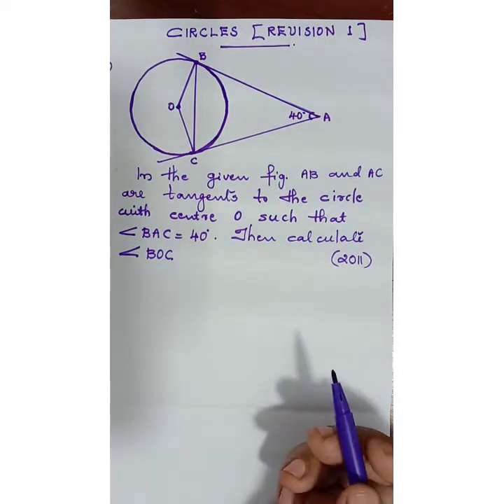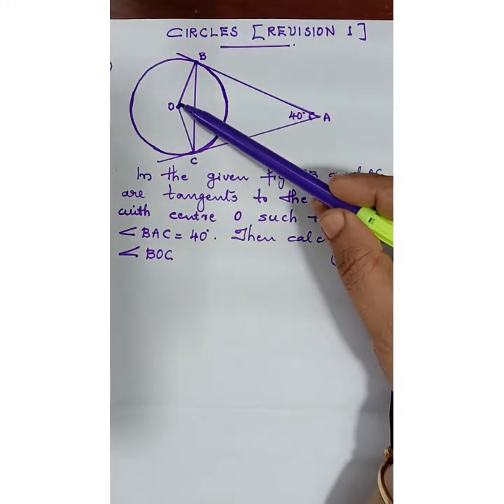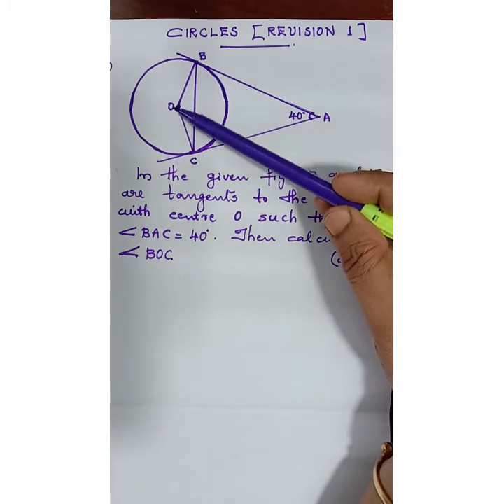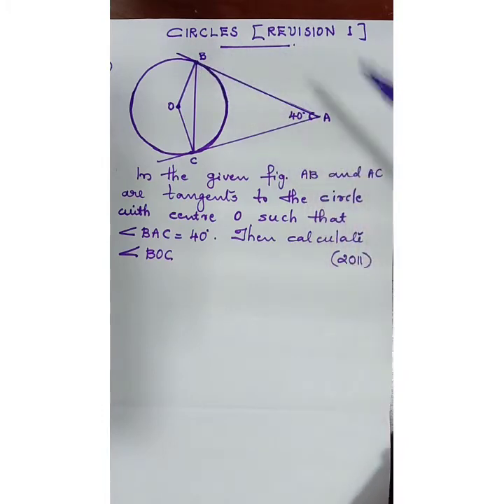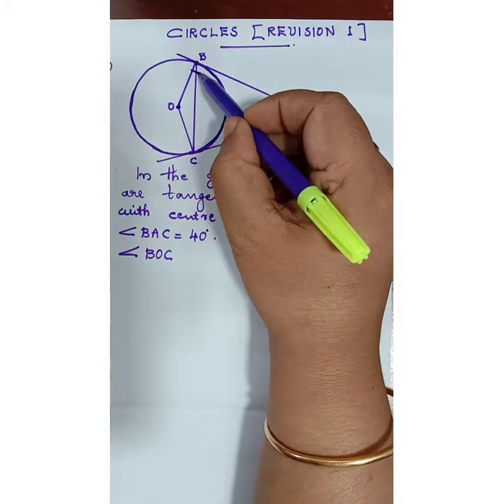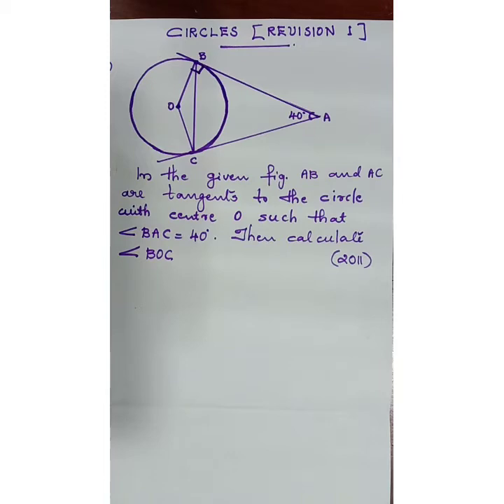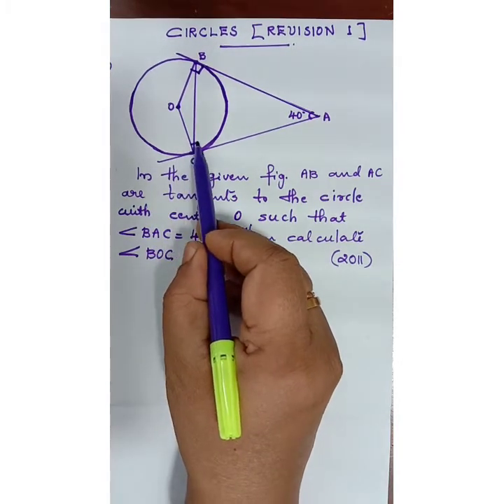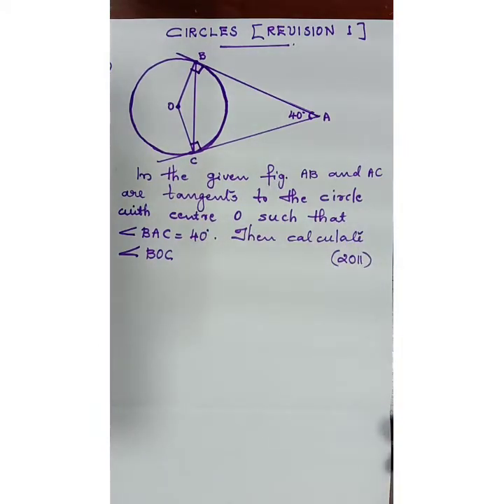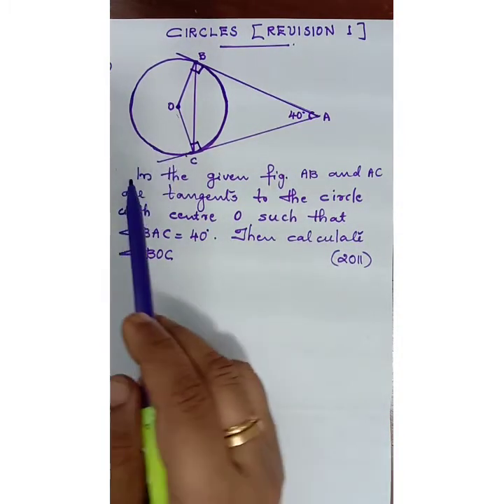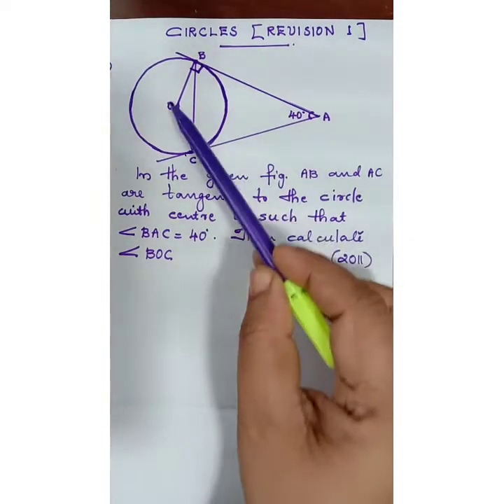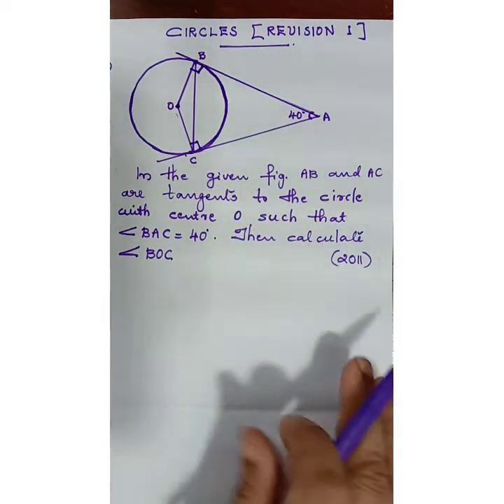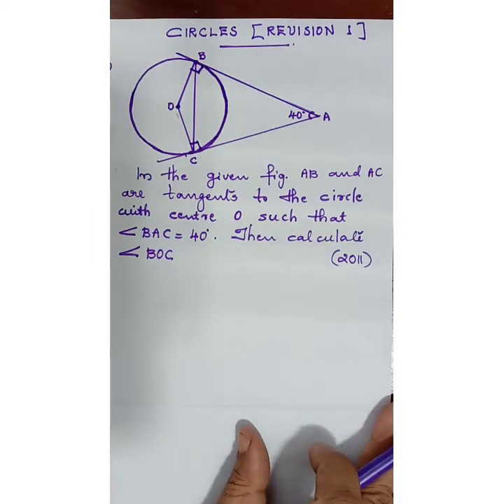So let us see. Here we know that OB is the radius. Radius is always perpendicular to the tangent at the point of contact. So this angle OBA is equal to 90 degrees. Similarly, angle OCA is equal to 90 degrees since OC is perpendicular to AC. Tangent is always perpendicular to radius at the point of contact. That is the first theorem.